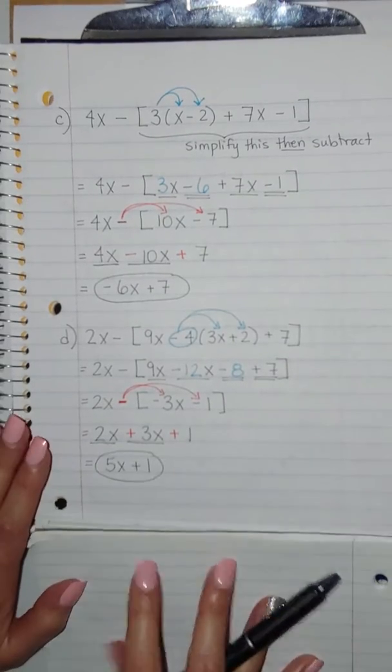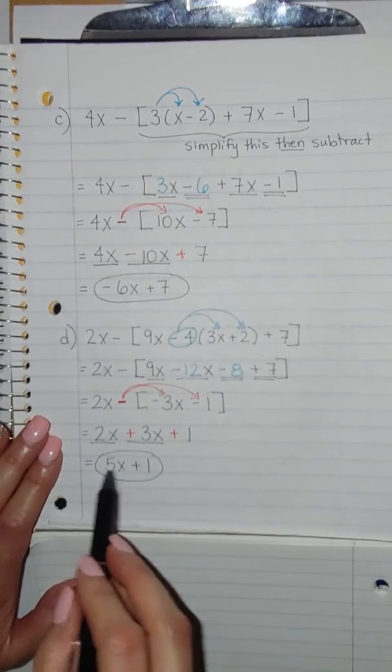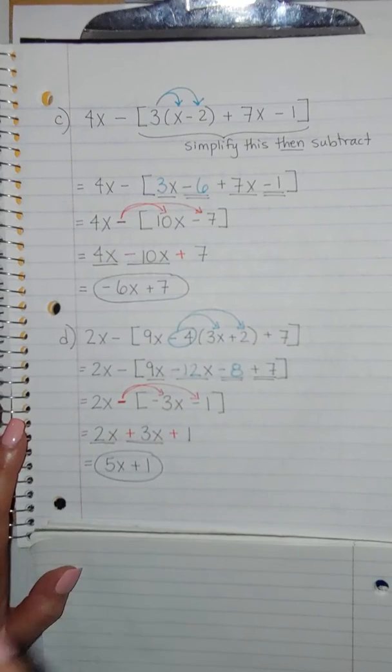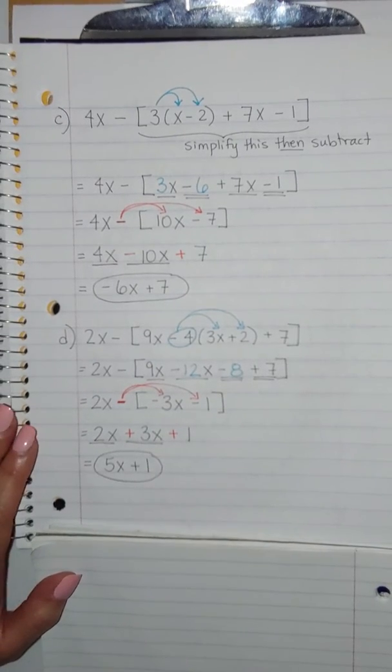I can combine those into just 5x, and the plus 1 comes down. These are not like terms, so they can't combine together, so you can't make that 6x. Okay, so that completes this section.